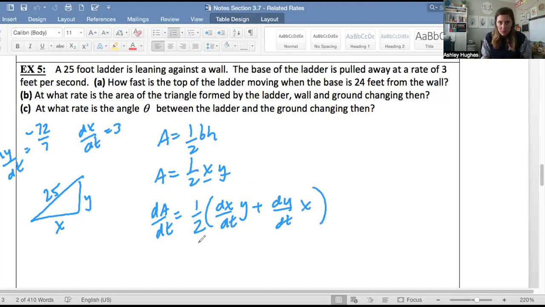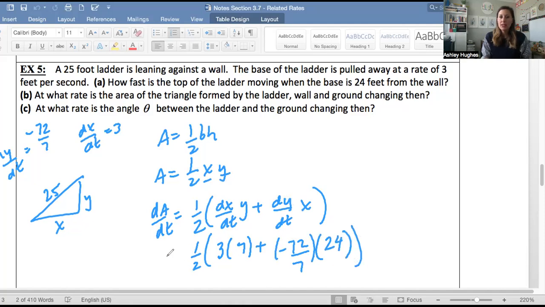And now it's just a matter of plugging in things. So dx/dt, they told us is 3. Y at this instant, do you remember what it was? It was 7. And then dy/dt is what we solved for, and x is, what is x? 24. And then you just multiply this out and multiply it by 1/2, and that would be your answer.